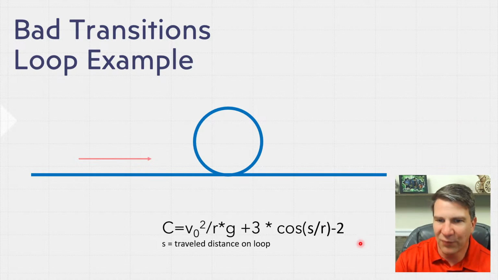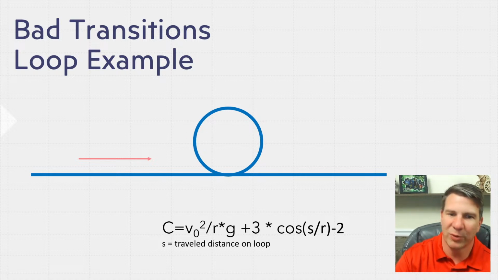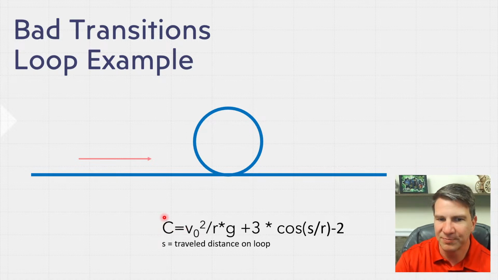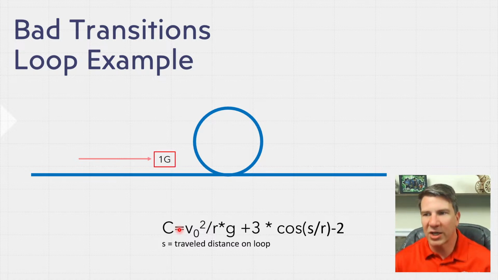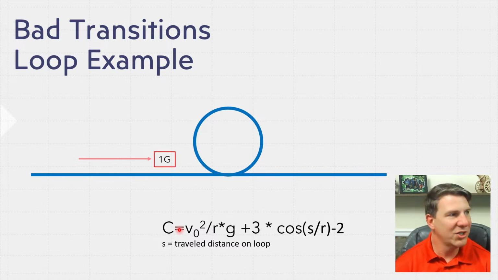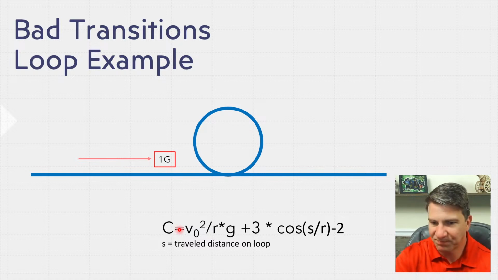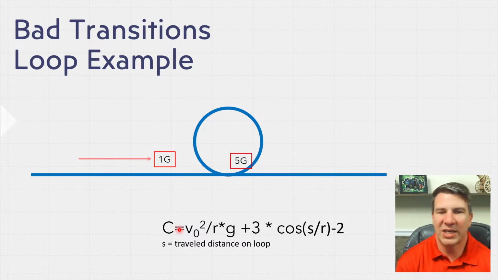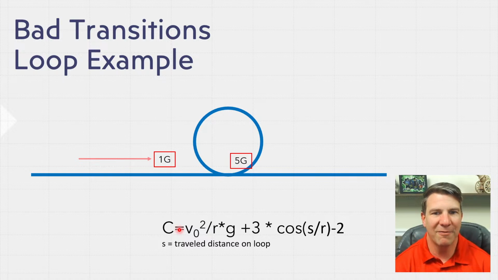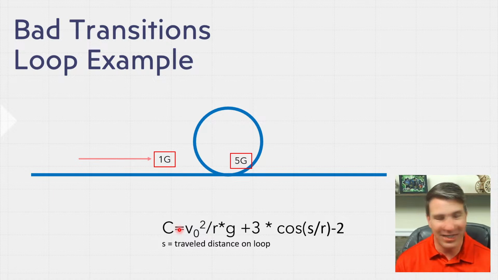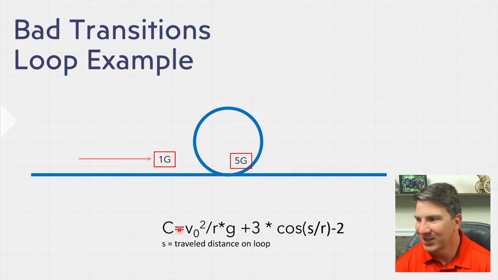So using this formula right here, we are going to travel through our loop, and we're going to calculate the g-forces, which is the variable c here. So as we start, we're going down a straight track. We have one g-force pushing down on us. As we get into the curve, we have 5 g's at the start of the curve. That's a tremendous increase, right? 1g to 5g in a split second. Nobody likes that.